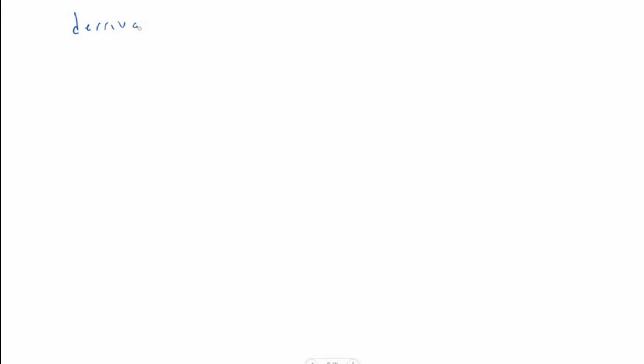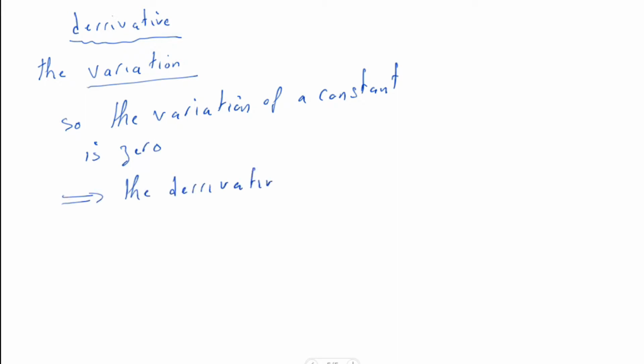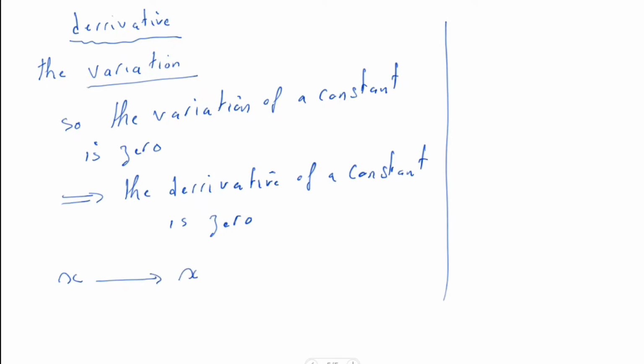Hello everybody, today we'll talk about derivatives. The derivative is the variation of something. So the variation of a constant is 0. Then the derivative of a constant is 0. The derivative of x is x prime. The derivative of y is y prime. Or we can say dx over dt or dy over dt.